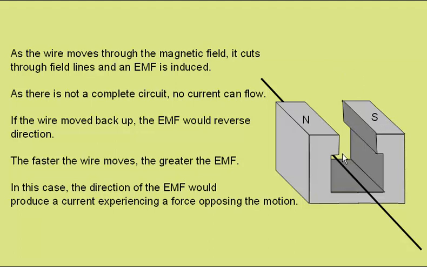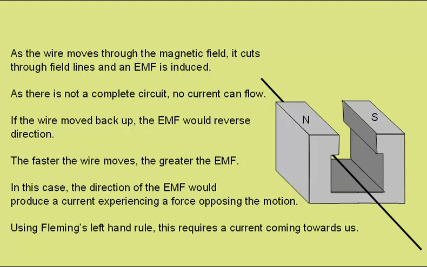So if you direct your left thumb upwards for the motion, your second finger representing the current will now be pointing towards you. So using Fleming's left-hand rule, this requires a current coming towards us. If the wire was now moved up, the current would move away from us, giving a downwards force.